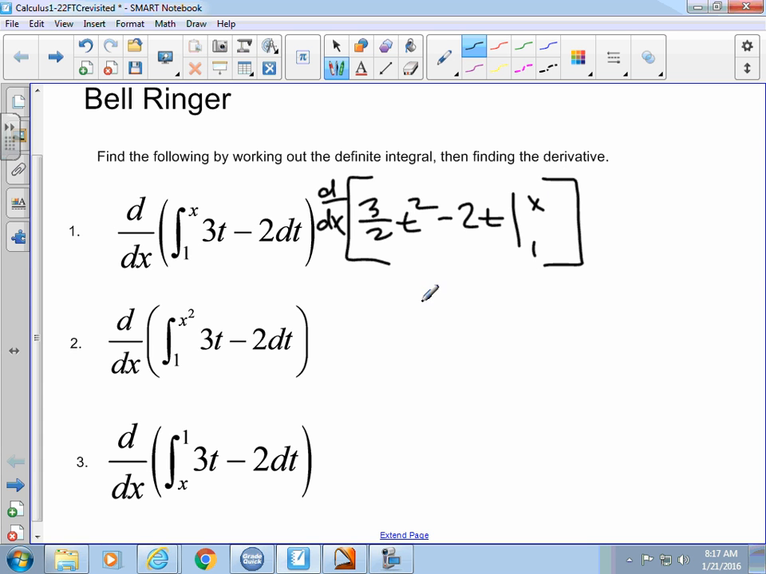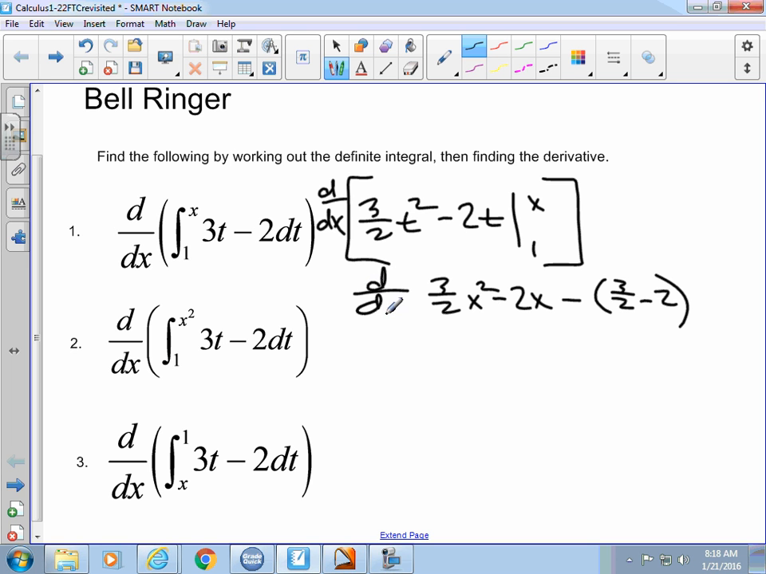What is a definite integral evaluated from 1 to x? 3 over 2x squared minus 2x minus 3 over 2 minus 2. Right? For whatever crazy reason I would want to do that.